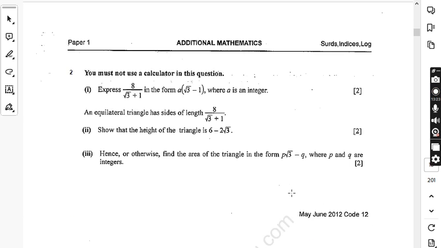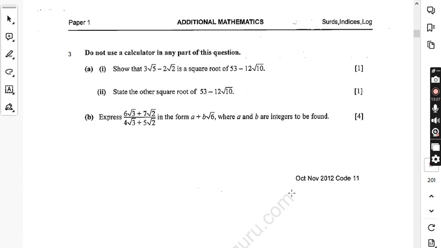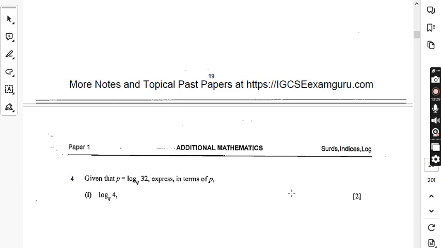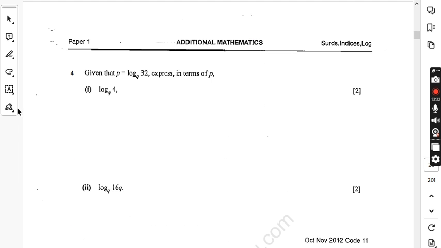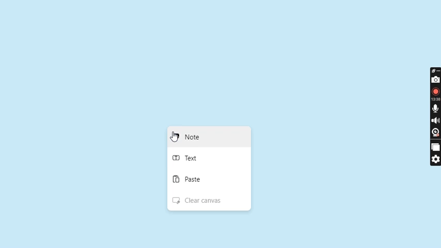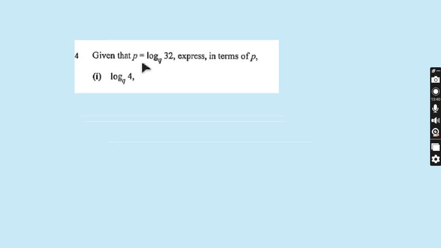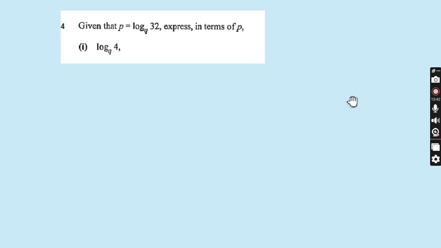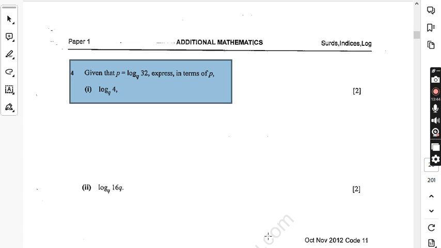Now I am taking the next question of logarithm. I will do only logarithmic questions. Now see question number 4. This question came in October-November 2012, Code 1-1.